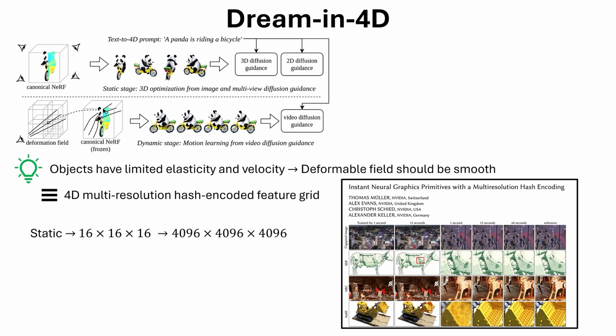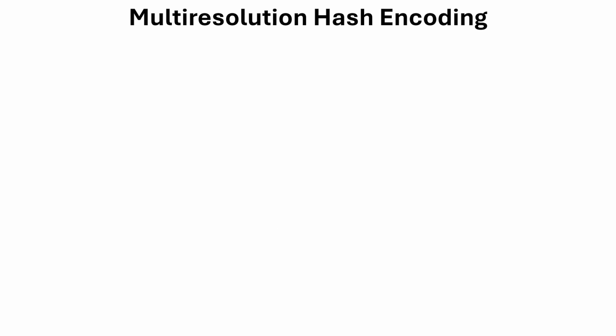Specifically, for the static scene, the base resolution is 16x16x16 and the maximum resolution is 4096. And for dynamic scenes, because of limited elasticity and velocity, the base resolution is 4x4x4x4, and the maximum resolution is 232. And in case you don't know what I mean by base resolution and maximum resolution, and how it is even possible to have a giant resolution and still make it doable to train, I will give you a little bit of background about how the multi-resolution hash encoding proposed in the 2022 Instant NGP paper works.